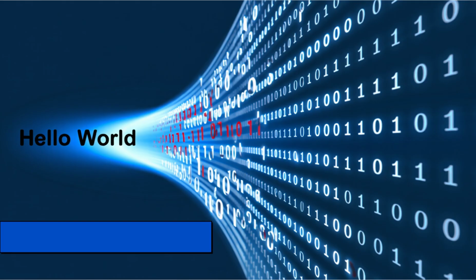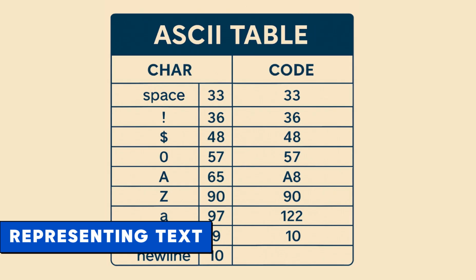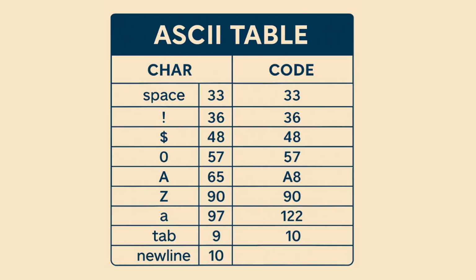Let's look at how computers represent different types of information, starting with text. The original ASCII standard used 7 bits per character, allowing for 128 different symbols, including uppercase and lowercase English letters, numbers, punctuation, and control characters.